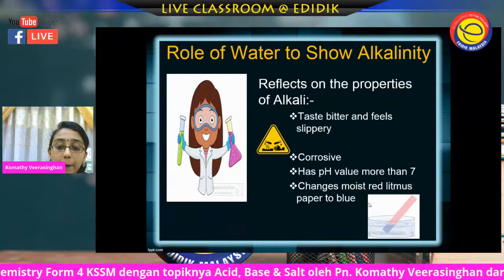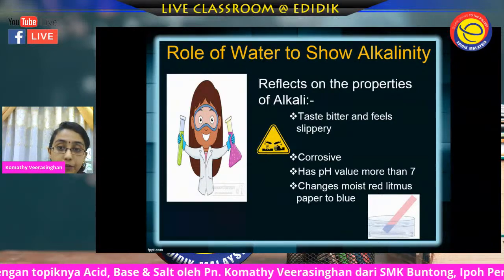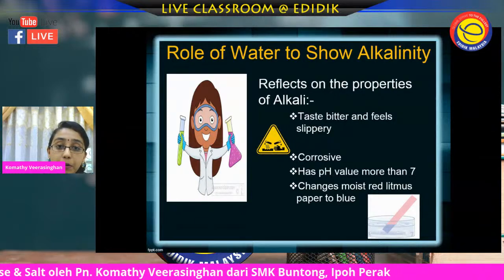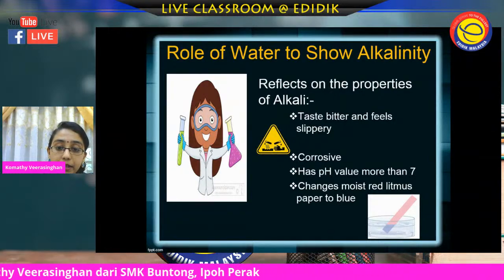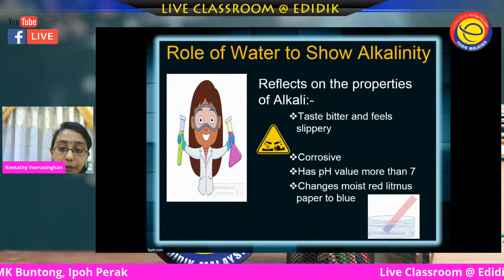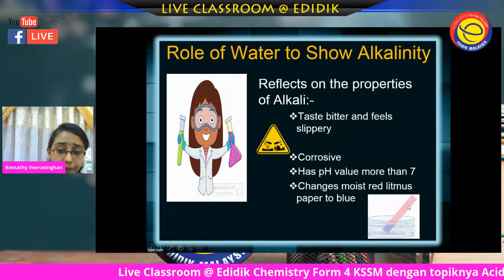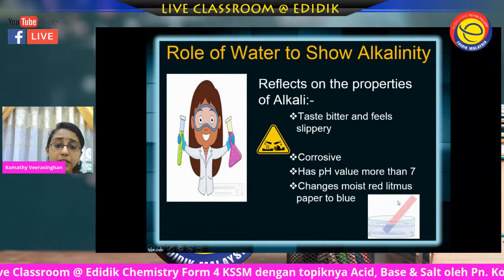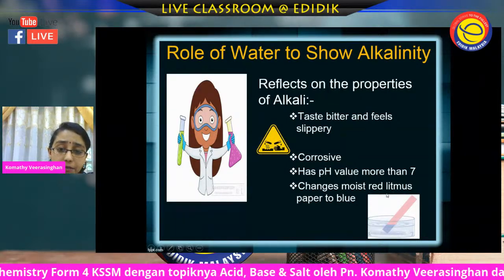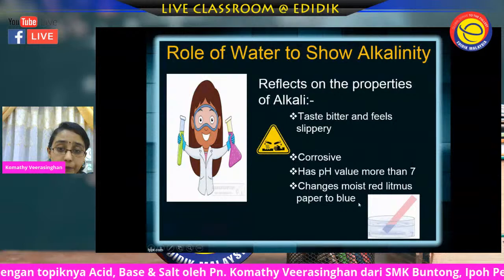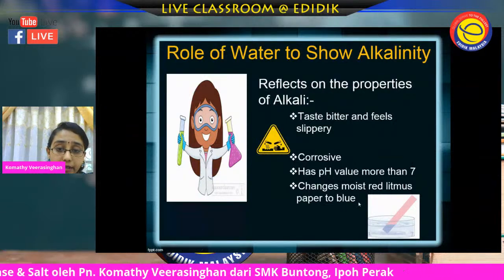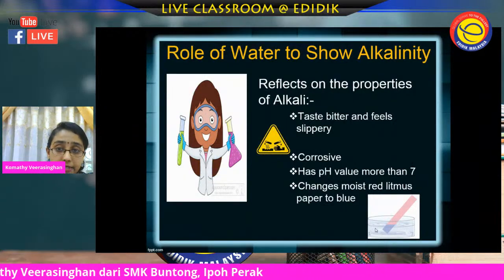Okay, now the litmus paper. Which litmus paper responds positively to the alkaline? Red litmus paper. When you put red litmus paper inside a chemical which is alkaline, it changes the red litmus paper into blue. When this happens, we can acknowledge that as alkaline.